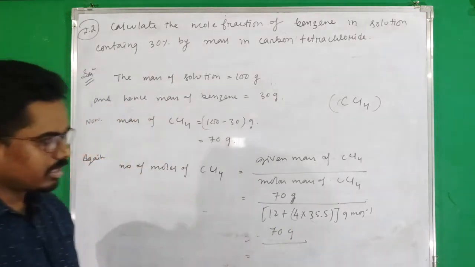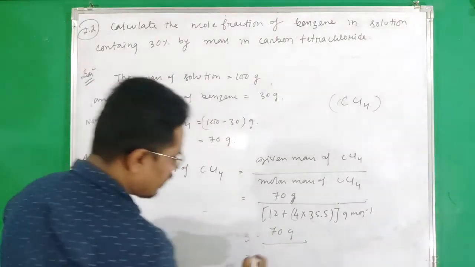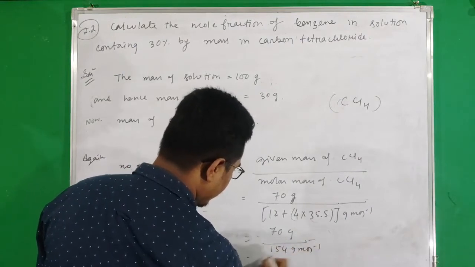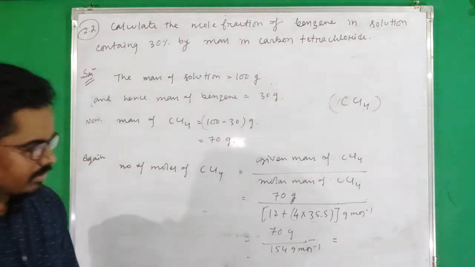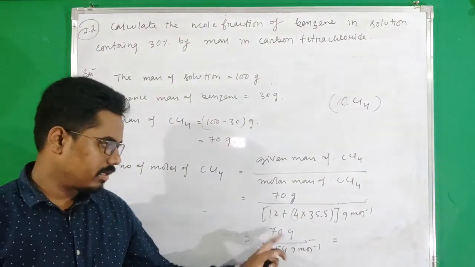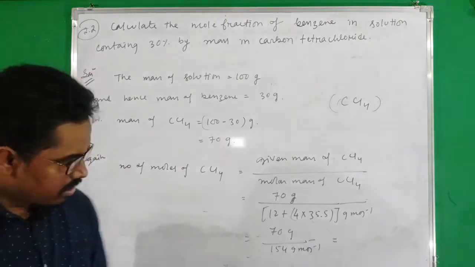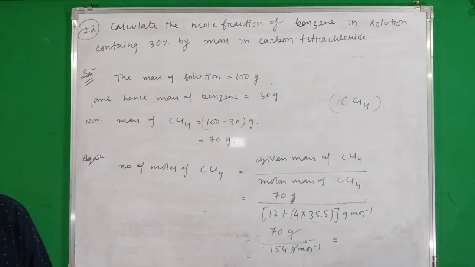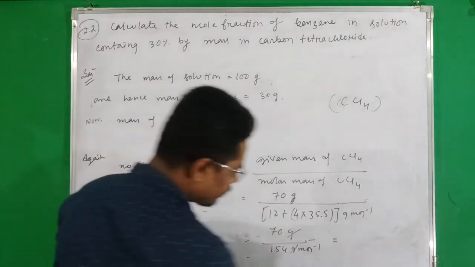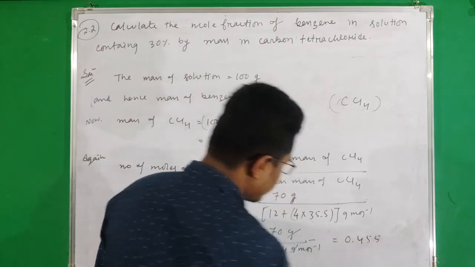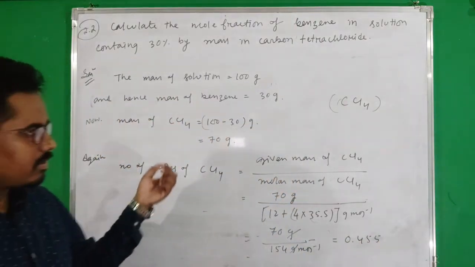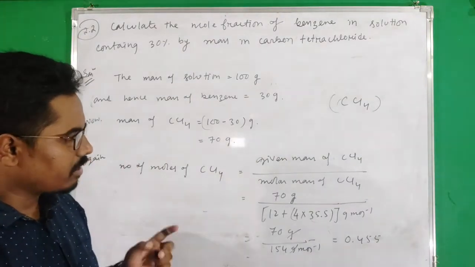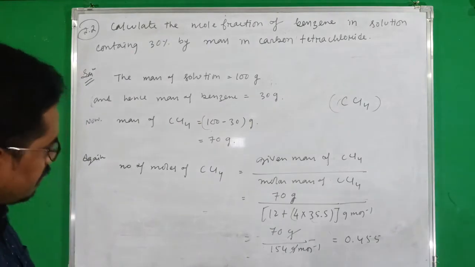If you calculate this one, then you will get 154 gram per mole, equal to 70 divided by 154 gram per mole. 70 gram divided by 154 gram per mole, gram and gram will be cancelled, and the answer will be 0.455 mole. So hence we get the number of moles of benzene and the number of moles of carbon tetrachloride. Now we will determine the mole fraction of benzene.